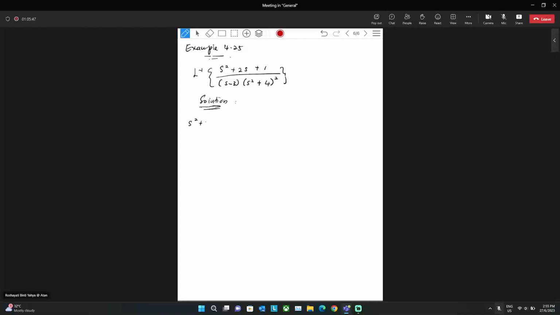So (S squared plus 2S plus 1) over (S minus 3)(S squared plus 4) squared equals A over S minus 3, after that plus BS plus C over S squared plus 4, plus DS plus E over (S squared plus 4) to the power of 2.